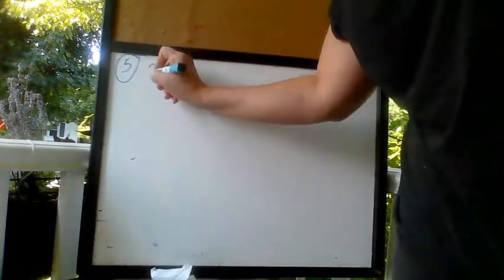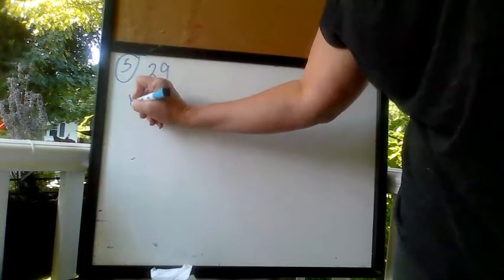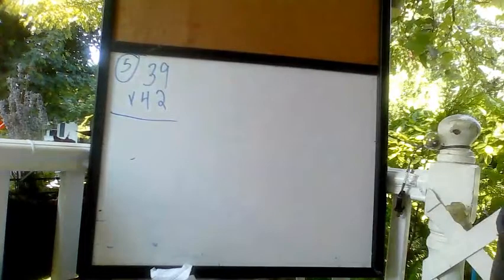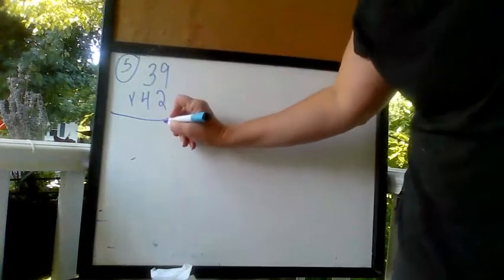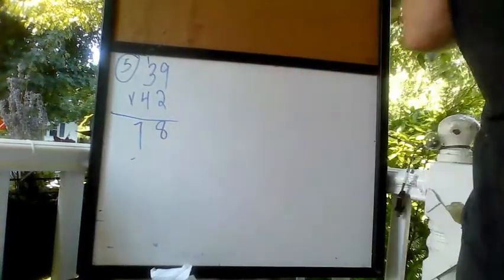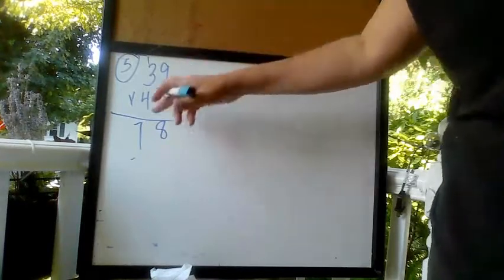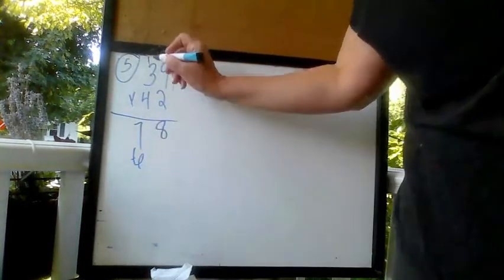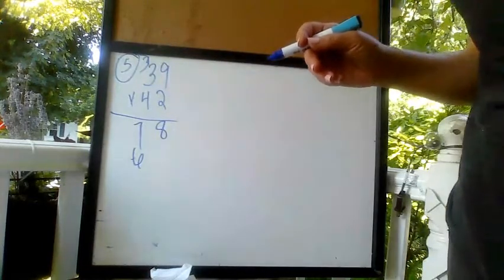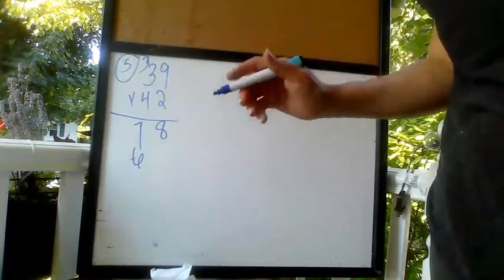5 is 39 times 42. Okay, this one's a little bit more complicated because both numbers are double digits. Okay, so we say 2 times 9 is 18, so we write down the 8, carry the 1. 2 times 3 is 6, plus 1 is 7. 4 times 9 is 36, so put down the 6, carry the 3. 4 times 3 is 12, and 12 plus 3 is 15.